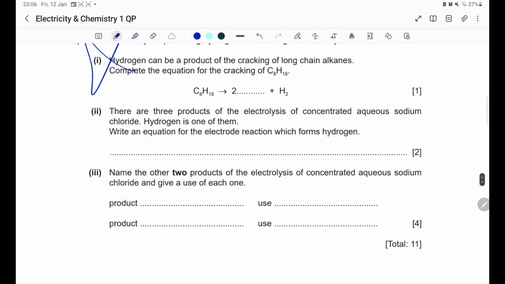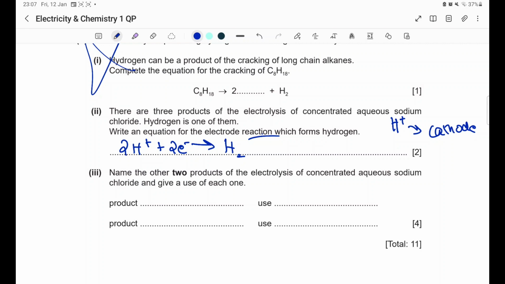This is not part, this is organic chemistry. There are three products of electrolysis of concentrated aqueous sodium chloride. Hydrogen is one of them. Write the equation of the electrode reaction that forms hydrogen. So hydrogen is H+, which means that it goes to the cathode, which means that it undergoes reduction. So honestly, you guys, the amount of times you are going to need to write the hydrogen half reaction while practicing past papers for IGCSE chemistry, you will have this equation memorized. You will know it as the back of your hand, so don't worry about it.